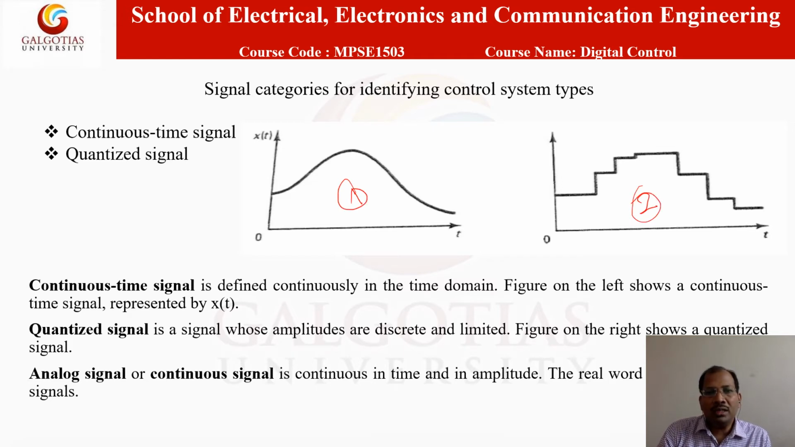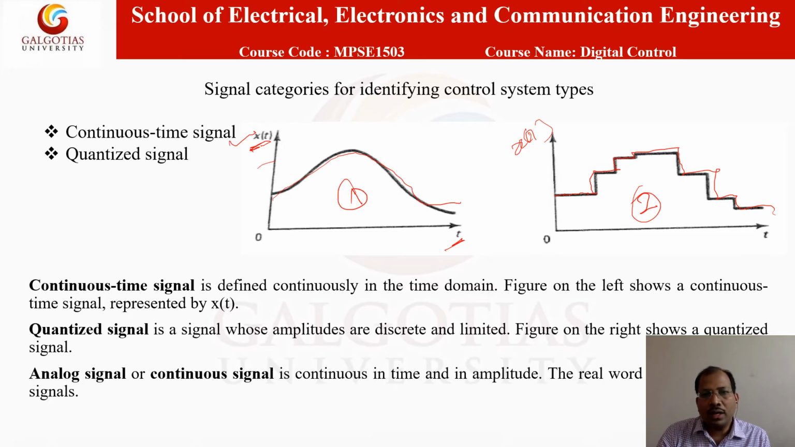You know that this is the function x(t), represented with respect to time. So here x(t) is continuous with respect to time. So this is called a continuous time signal. And this is x(n). So this is a quantized signal. Here up to this point it is constant, then increases, then constant, then increases, like that we are getting multiple steps. So we can define this signal as the quantized signal.